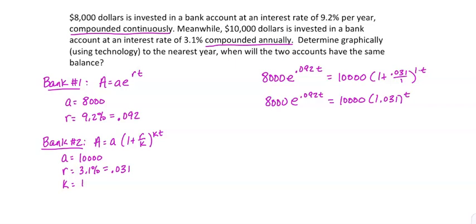So we're told to determine graphically using technology. This is a clue to head either to our calculator or to Desmos to then plug in each of these as two separate equations. If you're using your calculator, I'm going to put in one side as my y1 and one side as my y2, and then I'm going to look for the point of intersection between those two. So let's head to our calculator and look at how to do this.